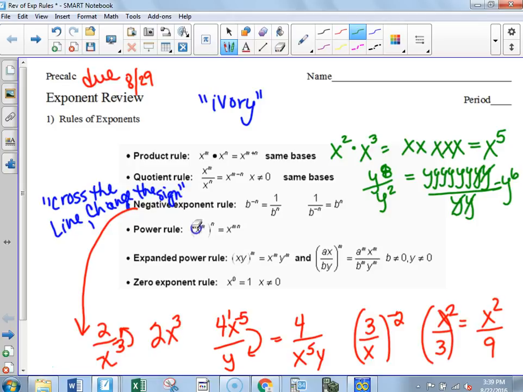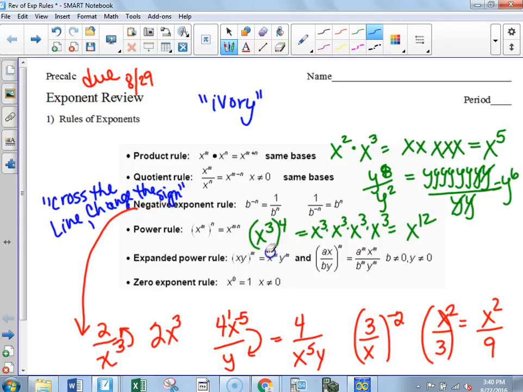Then we skipped this one. We need to go back and talk about the power rule. If you had an x to the third, like to the 4th power, you'd write out x to the third, x to the third, x to the third, x to the third. If you wrote those all out, you'd have 12 x's, so you are multiplying those. It's not 3 to the 4th power, it's 3 times 4.